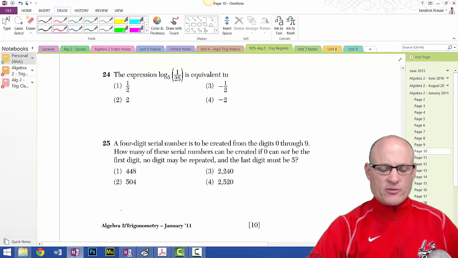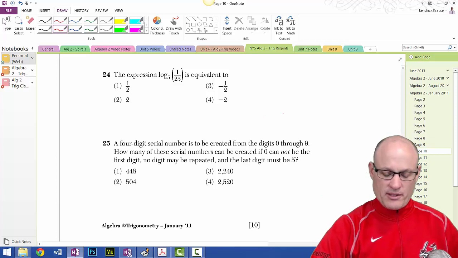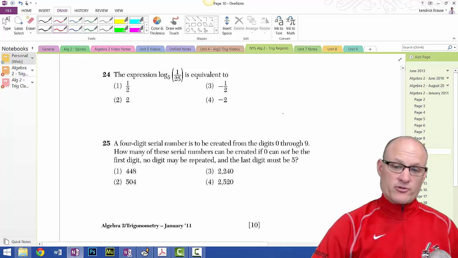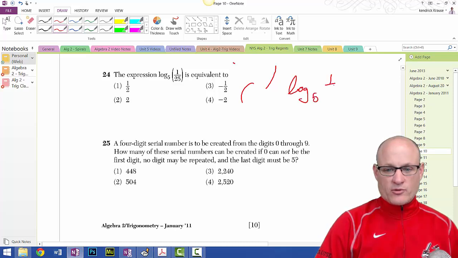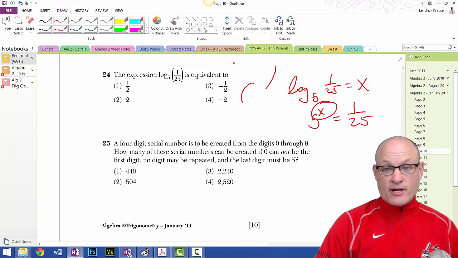Well, I think the easiest way to handle this problem is, I'm going to show you two different ways. I'm going to show you the hard way first, and then I'll show you the easy way. And quite honestly, it's not that hard. Just take this thing, log base 5 of 1/25, set it equal to x. And you remember, it's all about the base. 5 to the x is equal to 1/25. Well, in order to get a fraction, this exponent has to be negative. And in order for it to be 25, it's got to be a 2. So the answer is -2.